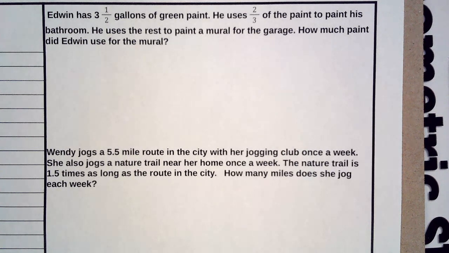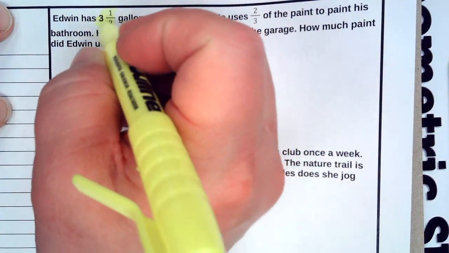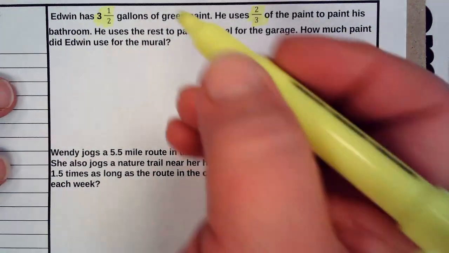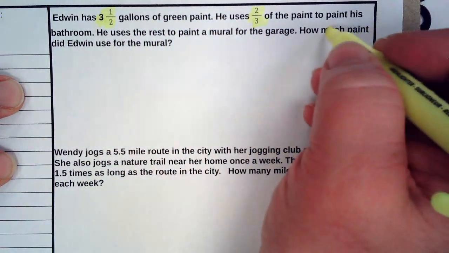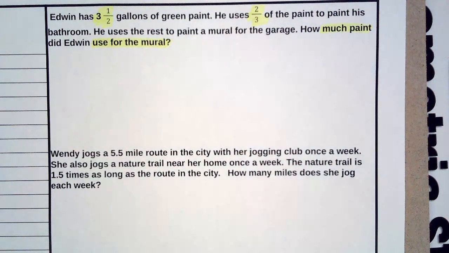So if we're looking at this, he has a total of 3.5 gallons. He uses 2/3 of the paint to paint his bathroom. So how much paint did he use for the mural? We're wanting to know what is left after you use 2/3. Well, the whole thing would be 1.